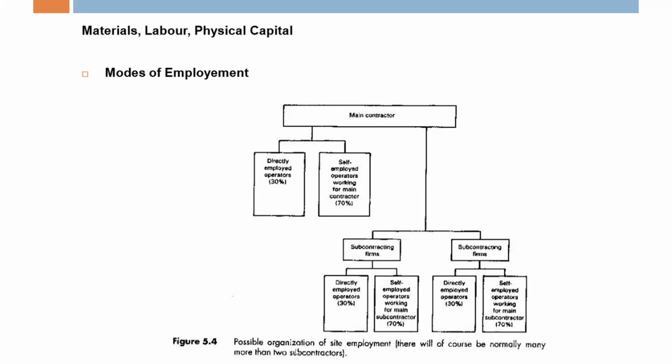So the main contractor will be there. There will be people who are directly working for the main contractor, as well as self-employed operators who are working for the main contractor. On the other hand, the main contractor can give work to subcontractors, and those subcontractors will also have direct employees working for them, as well as self-employed operators working for that particular subcontractor as well. This is the structure of the employment in the building construction industry.